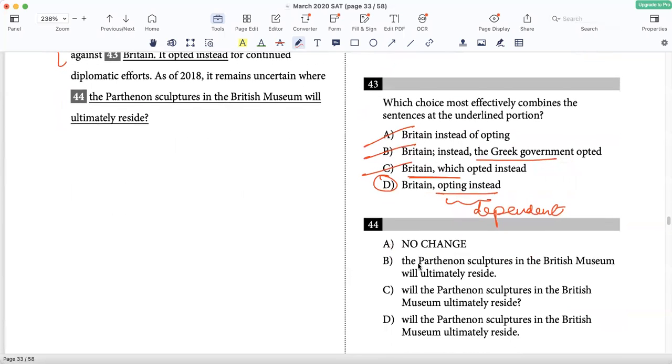As of 2018, it remains uncertain whether the Parthenon sculptures in the British Museum will ultimately reside. Okay, so the first problem that I notice is the question mark because this is part of the larger sentence. So this has to end with a full stop. So it remains uncertain where the Parthenon sculptures in the British Museum will ultimately reside. So this sounds okay. This also has a question mark. Where will the Parthenon sculptures is not correct, because when I'm saying it remains uncertain, then the verb should come after the subject. Where the sculptures will reside. So B is better.